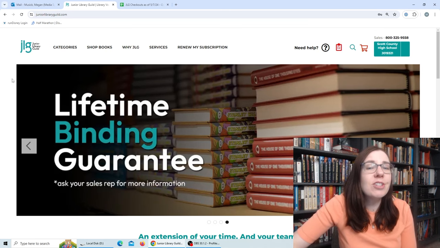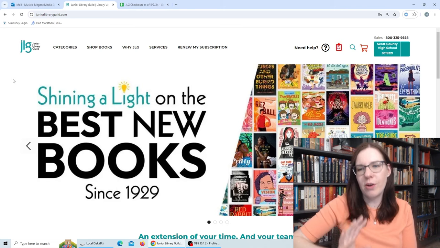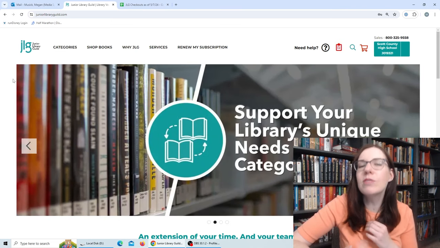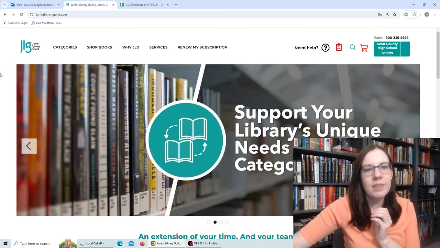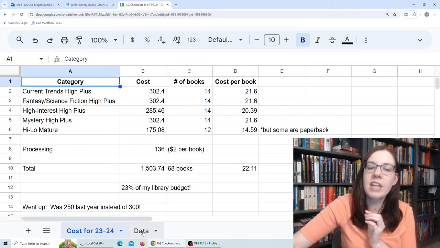So I thought it'd be interesting to see. I don't feel like they're getting checked out very much, and I wanted to know, are the Junior Library Guild books checked out more than the books that I personally pick out? Is it worth keeping? I'll show you the website in just a minute, but what I did is I made this little chart, and I've got two things down here. I looked at the cost, and then I looked at how much they're checked out.